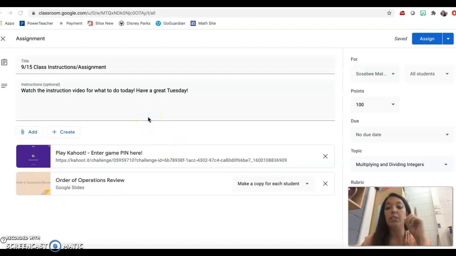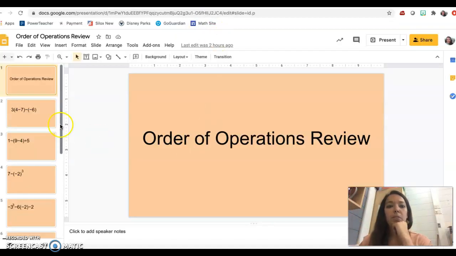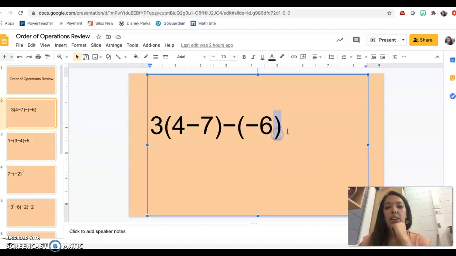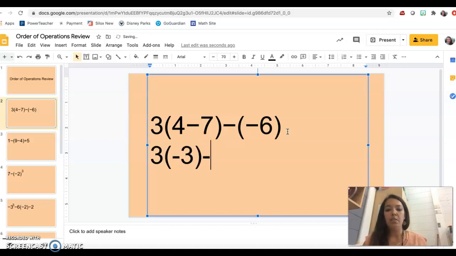So what we're going to do is first, you're going to do your warm-up, and then second, you're going to do the order of operations review Google Slides. There's 9 questions on there. You're going to answer each one, and you're just going to type your answers in. You're going to type out your work as you go. And so, for example, the next thing on here, I would do my parentheses. So I would put 3 times -3 minus -6, because what I did was I did my one step.